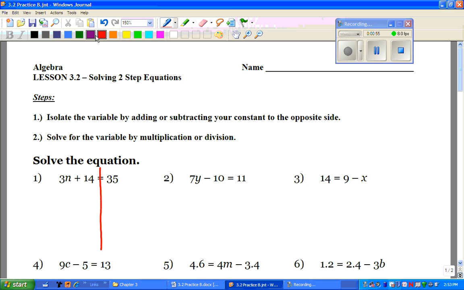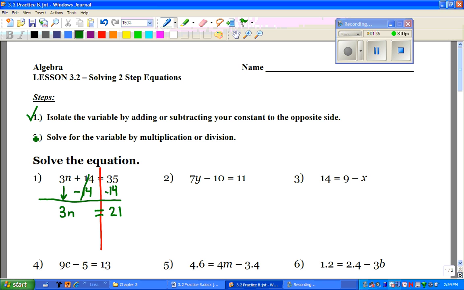Step one, what we want to do first is isolate the variable by adding or subtracting your constant. So we see we have a plus 14, so I'm going to subtract 14. Always do the opposite. Now when you do that, you have not used your 3n, so you just bring that down. So you have 3n, 14 minus 14 cancels out, and 3n equals 35 minus 14, which is 21. Let's put a check next to this. We did step number one of getting my constant out of there.